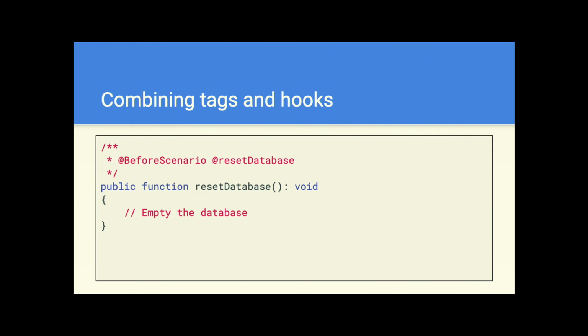You can combine tags and hooks together, which means that a hook will then only be called upon the scenarios that are tagged with a specific tag. In this case, we want to reset the database before each test, but not in all cases. There are some scenarios in which you would like to maybe keep the database state. And this way you can actually tell Behat, I want to reset the database, but not every single time, only when I tag either a feature or a scenario.